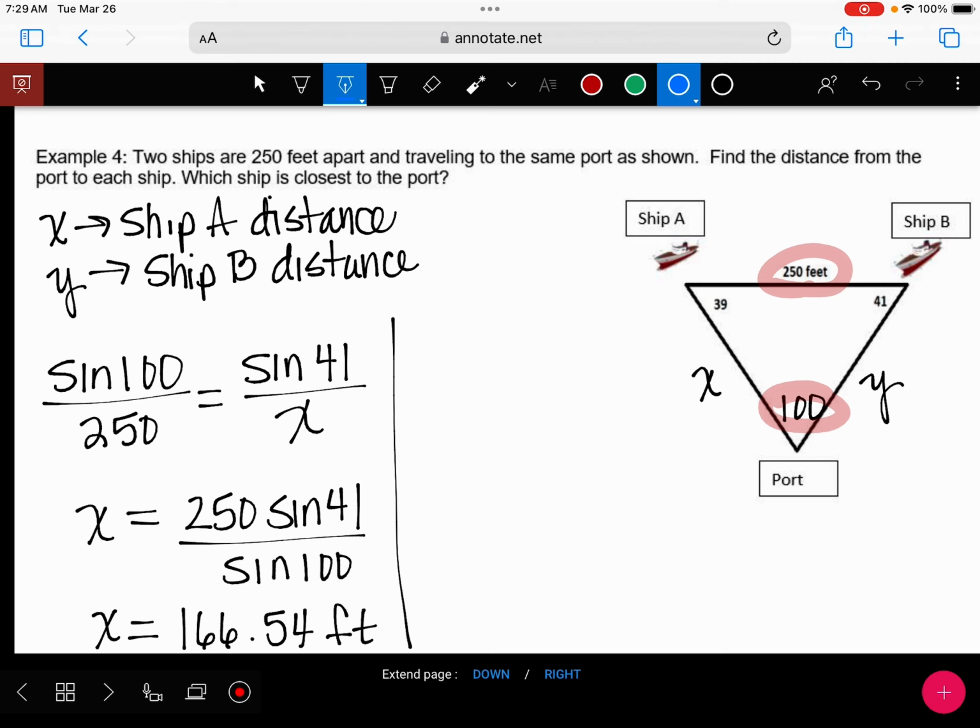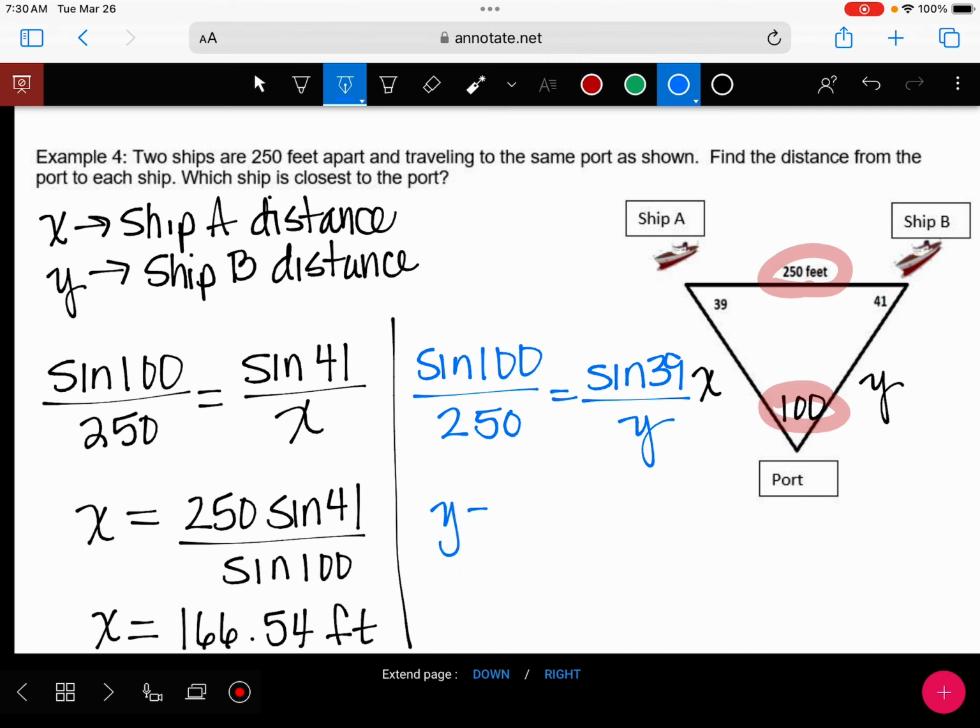So for ship B, I'm going to still use the sine of 100. Now, technically, you could use this as a pair, the 144 and the sine 41, but I always stick with what I'm given, because if I mess this up, then at least I know I have a shot at getting the next part right. All right, so sine of 100 over 250 equals sine of 39 over y.